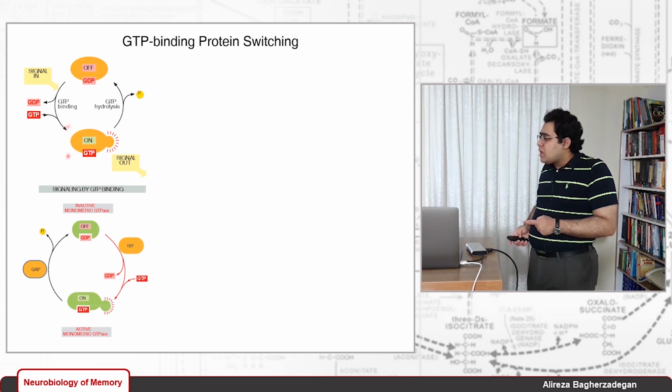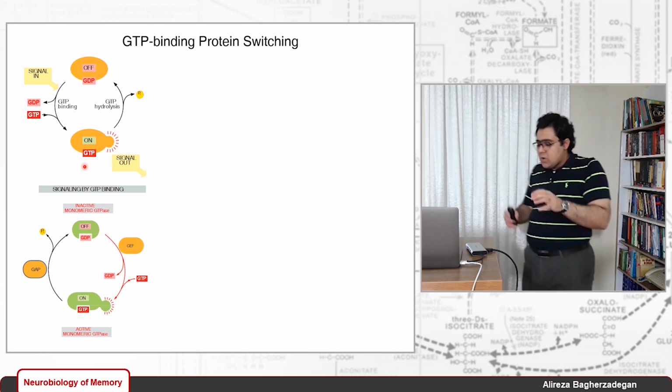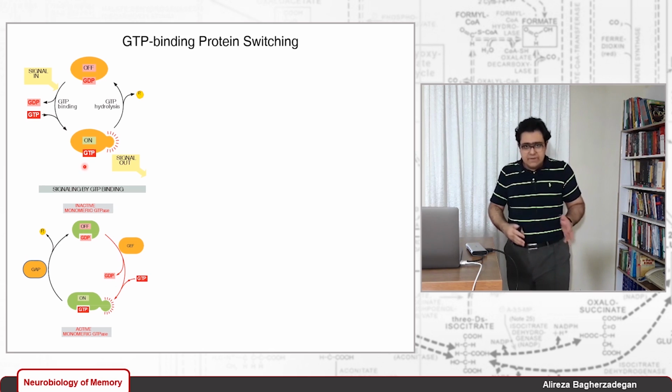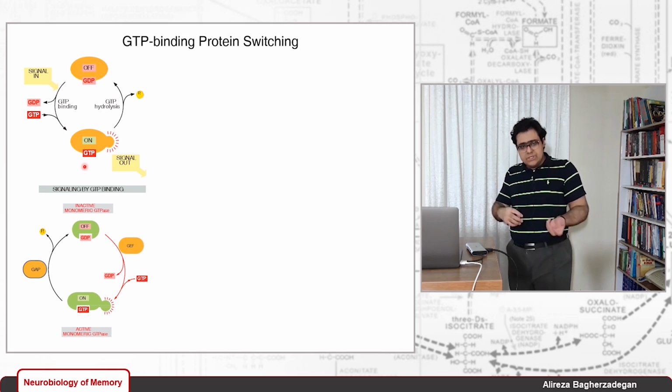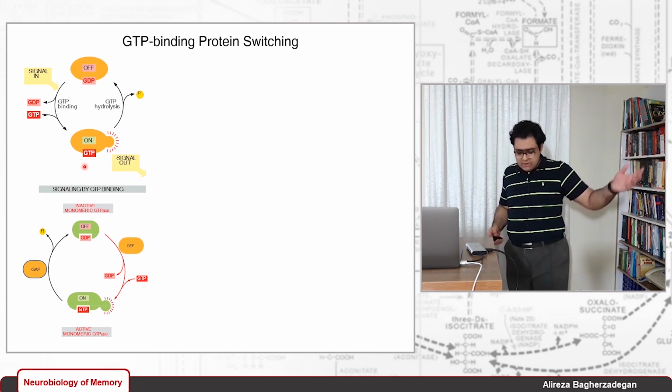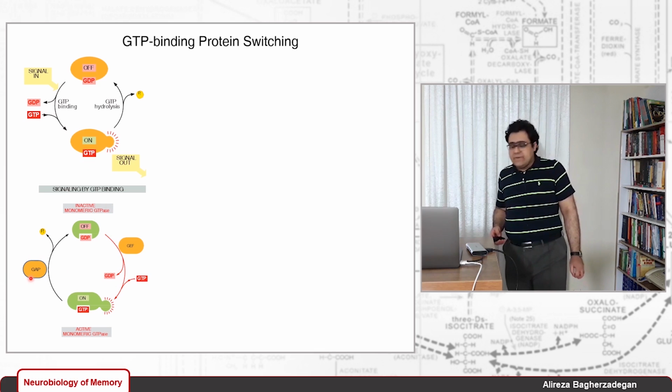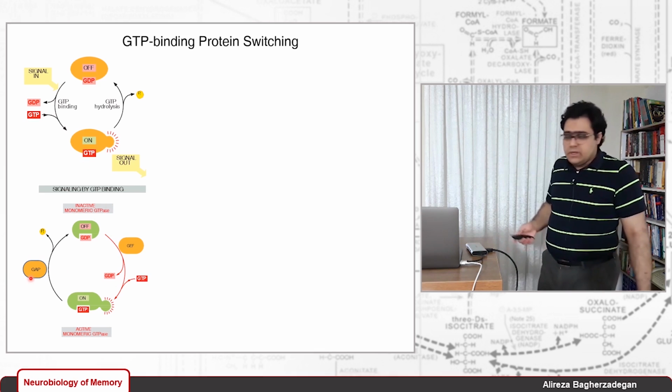And for the hydrolysis of GTP, we need another enzyme, GTPase activating protein, or GAP, which hydrolyzes GTP and turns the G protein inactive. So this is how a monomeric G protein is activated and deactivated when a signal comes in and when a signal gets out of the cell, and how GEF and GAP activate and deactivate the G protein.